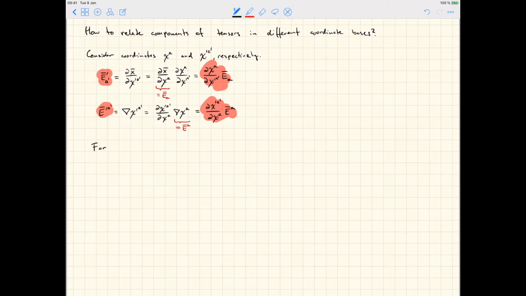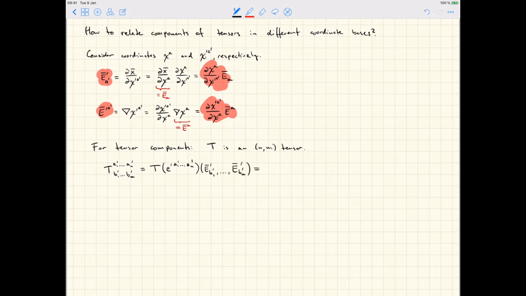Given these relations between the primed and unprimed basis vectors, we are ready to find how the components of a general type (N, M) tensor T depend on the coordinate system. In particular, looking at the components in the primed coordinate system, which we will write T^{A1' through AN'}_{B1' through BM'}. This is by definition equal to T acting on the primed tensor basis E'^{A1' through AN'} acting on the primed tangent basis vectors.